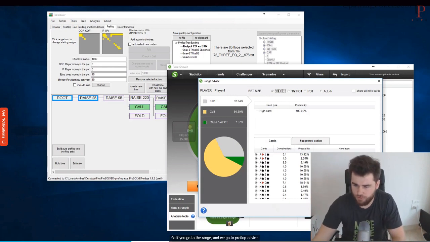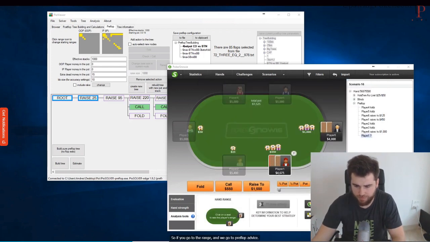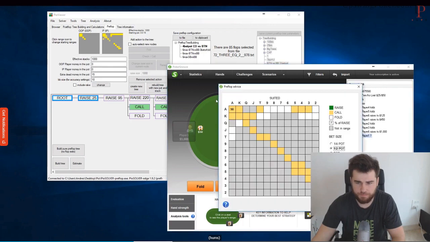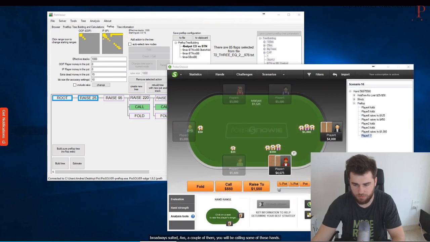So if you go to the range and then to the preflop advice, you will see that you will be calling with most of the suited connectors. You will see Broadway suited and ace-x suited, a couple of them. You will be calling with some of these hands.